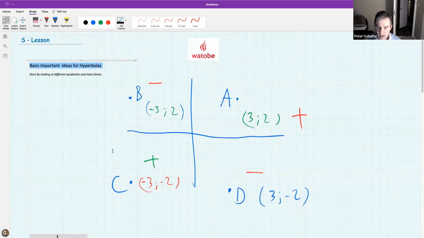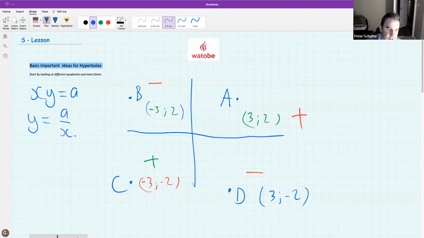Okay. So it turns out that this is a really, really important idea for hyperbolas. And the reason is hyperbolas are really made by multiplying the X and Y coordinates together. So the most basic way of writing a hyperbola is to write X times Y equals A. Now, that's not normally how they show it in class. They normally show it like in grade 10, they show it like this. But if you rewrite it and understand it as X times Y equals A, then that's what a hyperbola is when it's very, very basic.